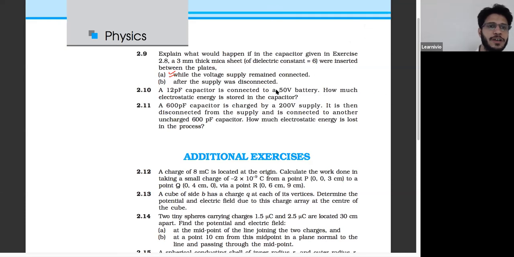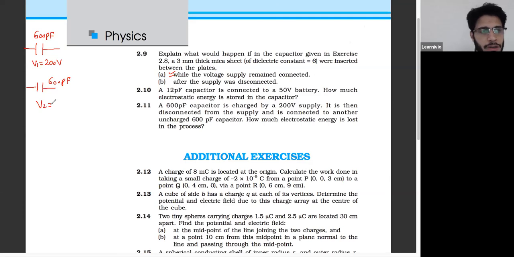So a 600 picofarad capacitor is charged by 200. That means you have one capacitor, the capacity is 600 picofarad and its voltage is 200. It is disconnected from the supply and is connected to another uncharged 600 picofarad capacitor. That means V1 is this, and there is another 600 picofarad capacitor, but it's uncharged.